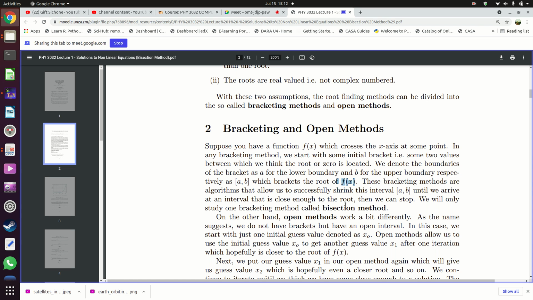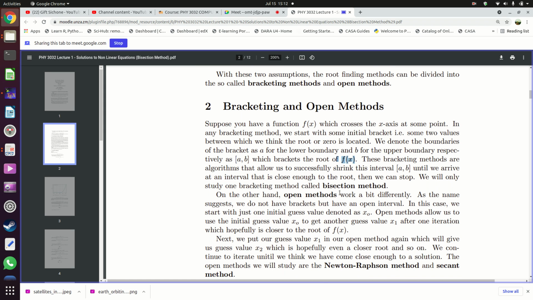There are other bracketing methods, but the one we're actually going to look at in this course is something referred to as the bisection method. So basically, that's how bracketing methods work. You make an interval, then as you make a bracket, you make sure that this particular function passes through this bracket. Then after that, you start shrinking the bracket. You make the bracket smaller and smaller and smaller, as you are going to see.